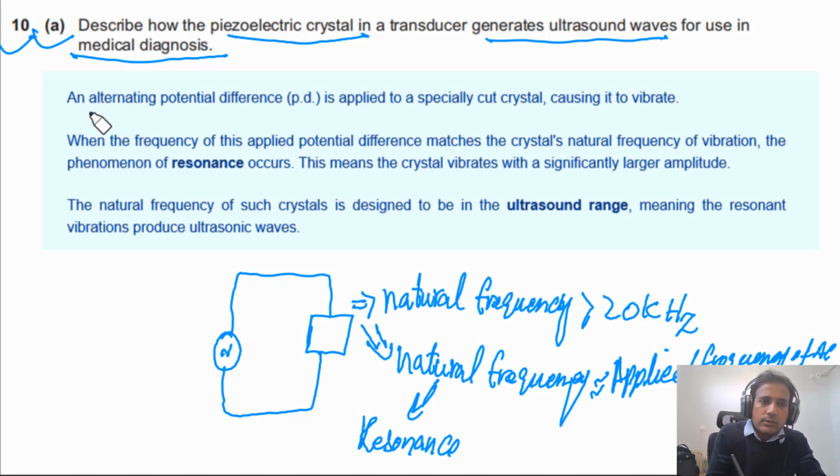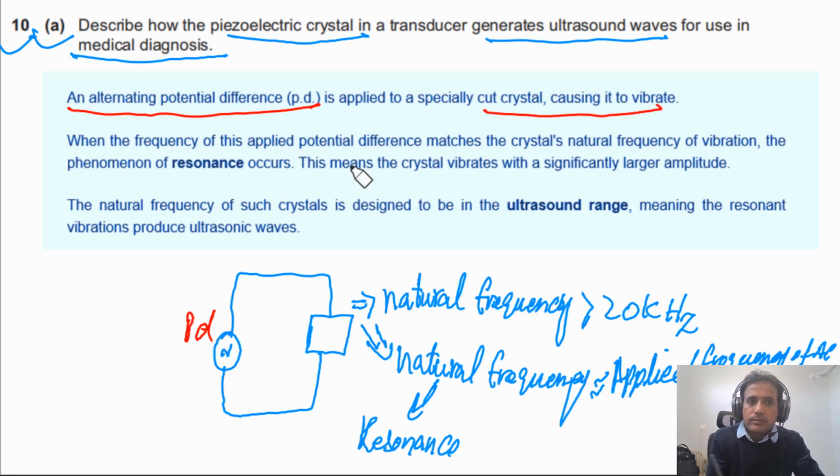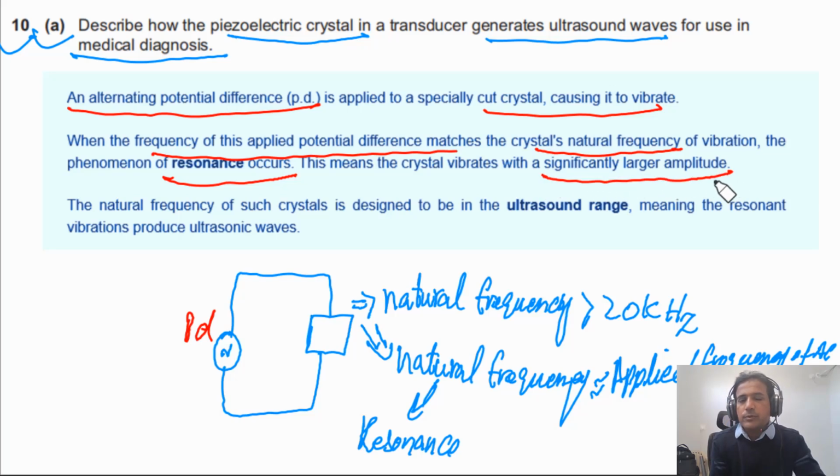First, you can say alternating PD has to be applied to the crystal, as we mentioned here. When the frequency of this applied potential difference matches the crystal natural frequency, resonance will take place. This means the crystal will vibrate with larger amplitude, meaning the maximum electric energy will go to vibrate the crystal. So the amplitude of the ultrasound waves produced will be greater.